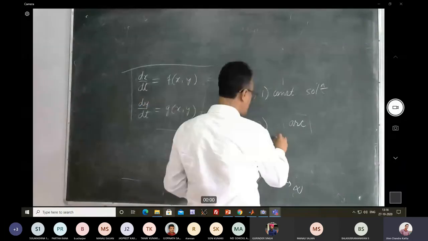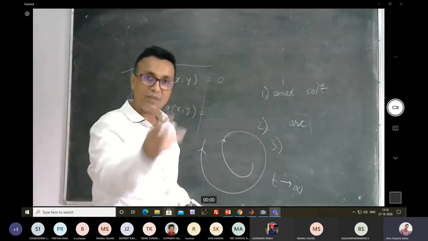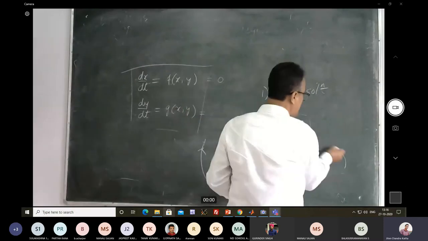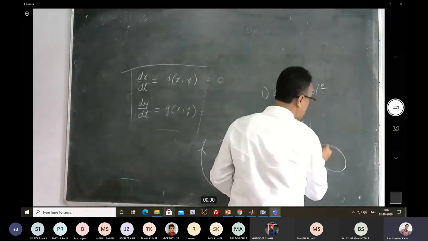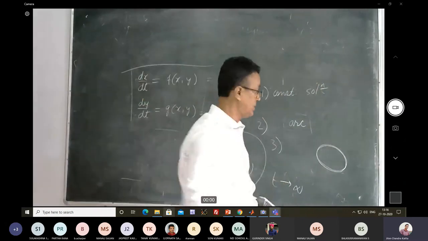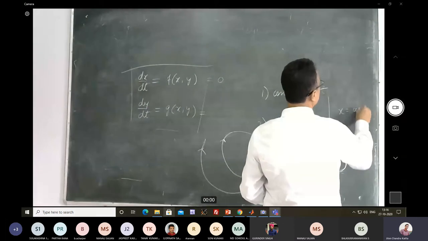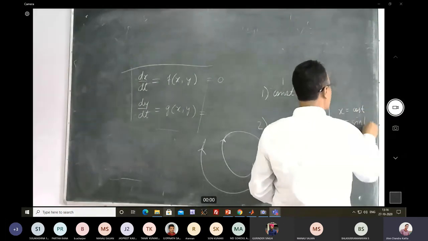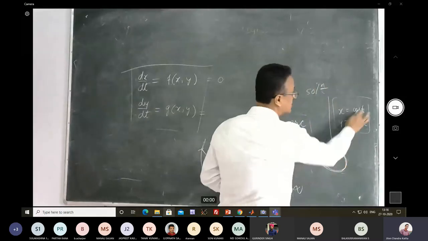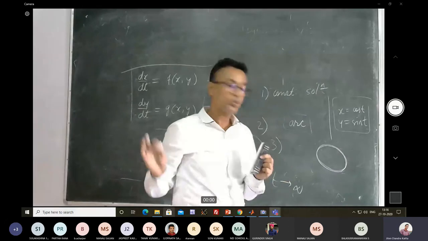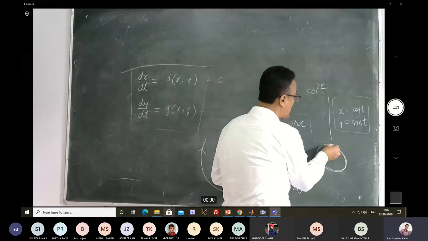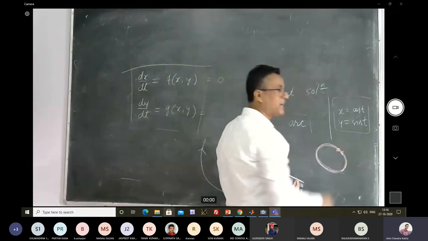And number three, as you have seen in the example that I walked through today, it may be a closed circuit. So that means, as you have seen, if I consider x equal to cos t, y equal to sin t as the solution of some system of equations, this solution is nothing but a periodic solution. So whenever you have a closed path, suppose I start at this point, after a while I am again going to come back to this point.